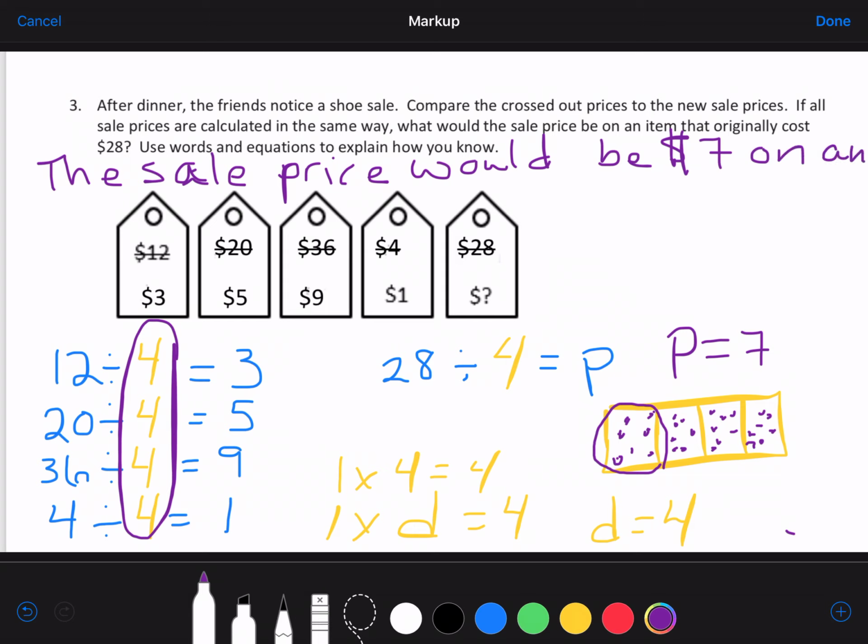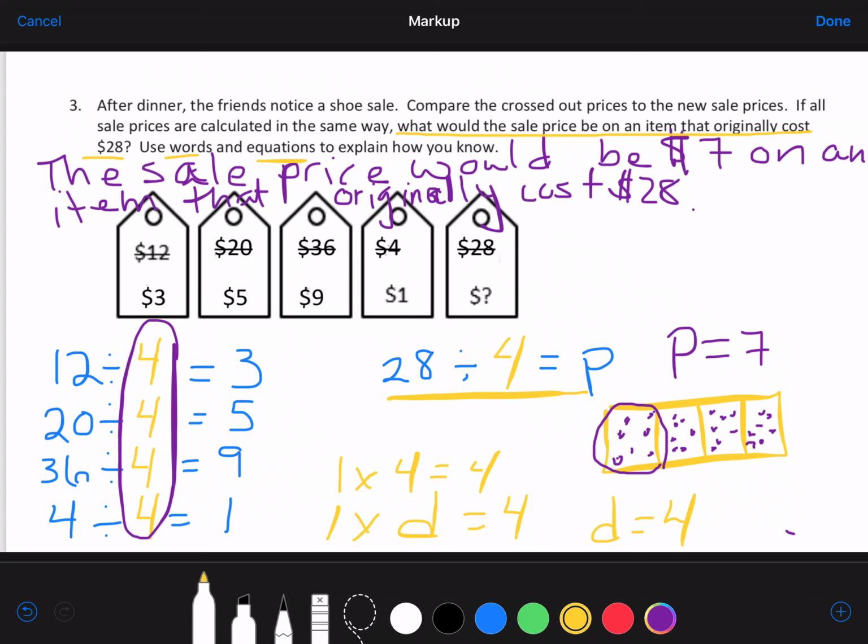On an item that originally cost 28. Notice that I really use those words that they use in their question. What would the sale price be on an item that originally cost $28? And then I have used words and equations, right? There's an equation. These are all equations to explain how I know. Okay? Feel free to pause and look it over. I'm going to go on to number 4.